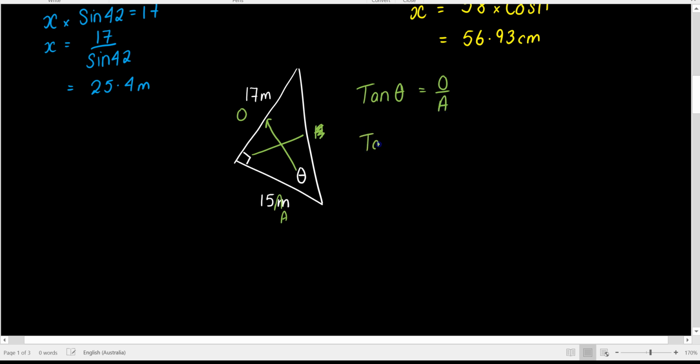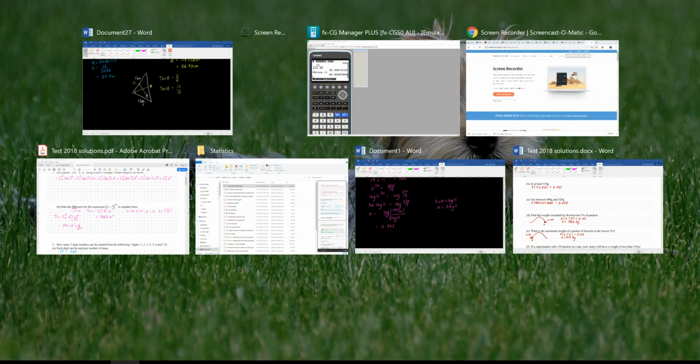We do the normal, sub your information in. This time we don't know the angle. It says equals, I put equals. Opposite is 17, and your adjacent here is 15. So now, when we go to our calculator, we want to get rid of the tan. Do you remember how we do that?